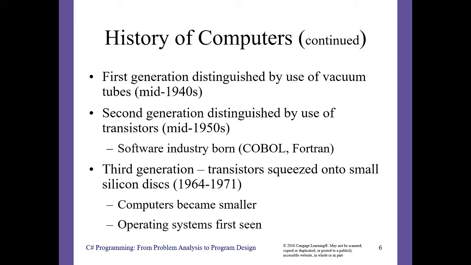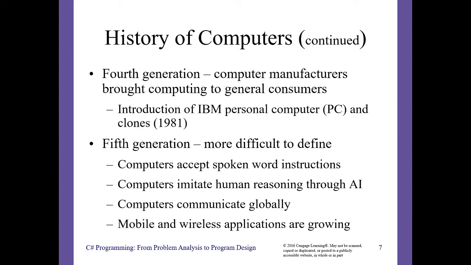The third generation of computing, we saw, you know, computers getting smaller and operating systems coming about. The fourth generation of computing, we saw PCs, and we're somewhere now in the fifth generation, artificial intelligence and global communication.